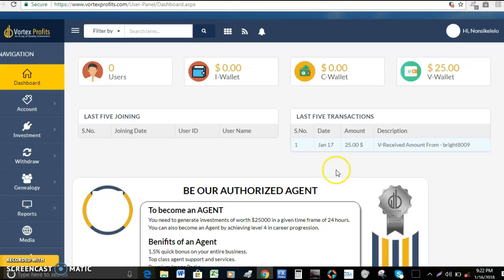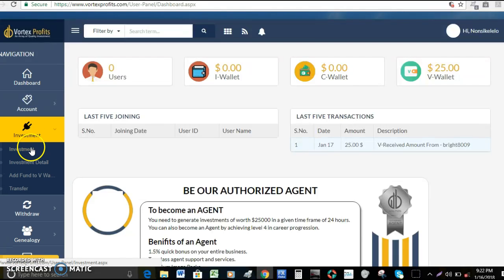Now let's have a look here. It shows that on the 17th of January, she received an amount of $25. V received from Bright 8009, which is me there. So the money is sitting on the V wallet. Now we need to invest it.